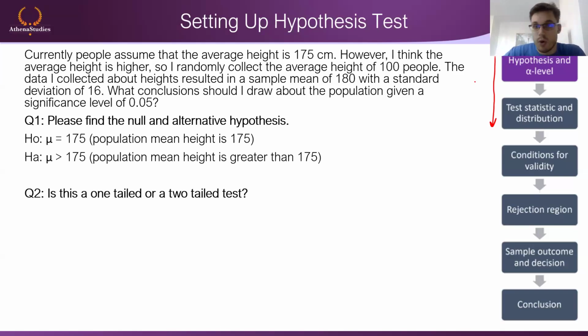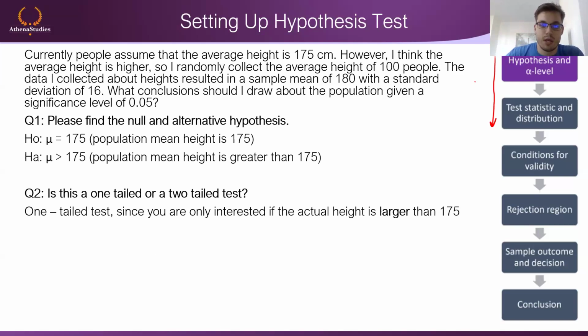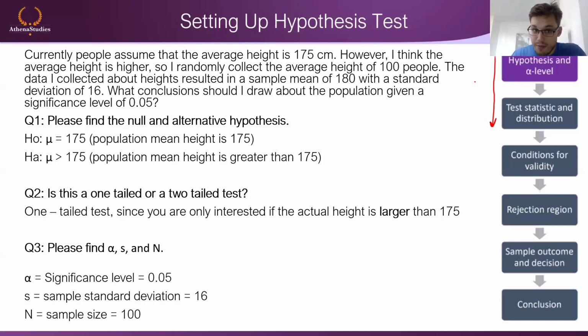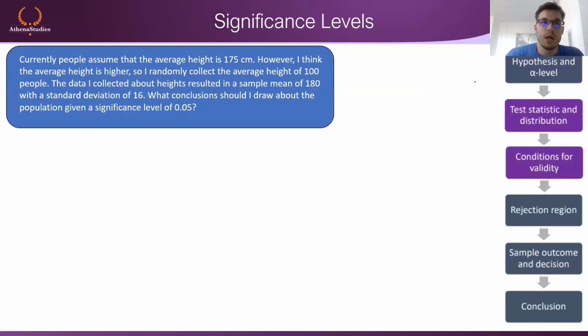Question 2: is this a one-tailed or a two-tailed test? In this case, because we're dealing with just bigger than, it's a one-tailed test. Question 3 says, please find alpha, S, and n. Alpha, we already have: the significance level of 0.05, very obvious. n is your sample size, which is 100, and your sample standard deviation is also given, which is 16.